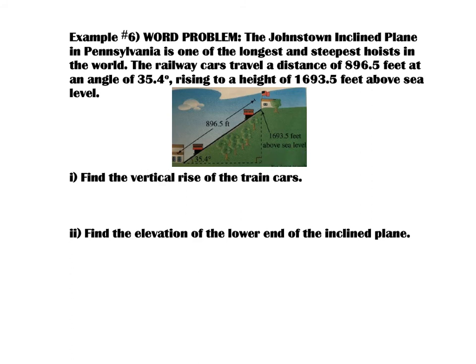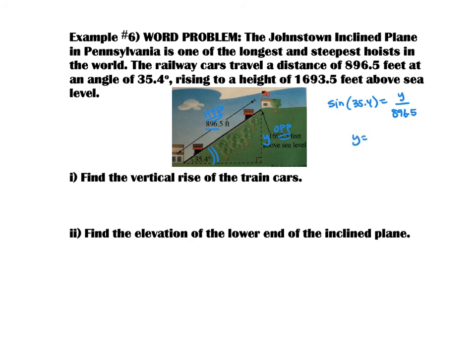So I don't know where sea level is. Sea level could be lower than this point right here, right? And likely it is. So let's go ahead and find this height. Let's call it y. So y is across from our angle, so it's going to be our opposite side, and 896.5 is our hypotenuse. So opposite and hypotenuse are communicating the desire for a sine function. Okay, so the sine of the angle is equal to the opposite side over the hypotenuse.